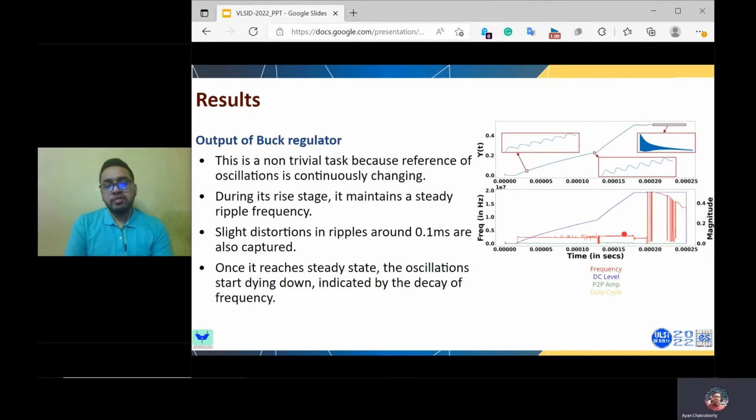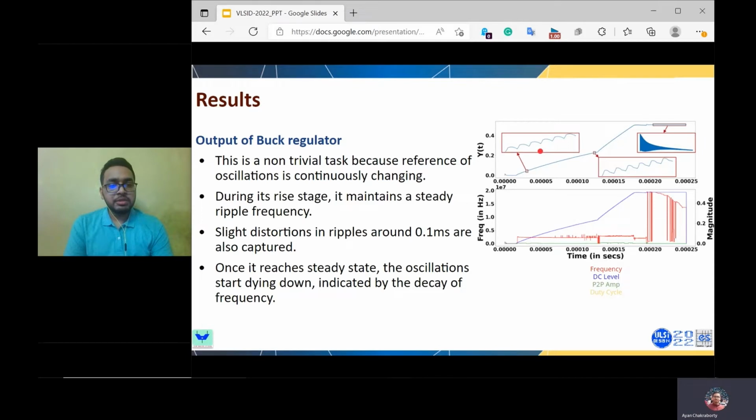Next, we move on to the output of a buck regulator. The output of a buck regulator starts increasing from 0 and finally reaches its steady state value. Now, while it is increasing, it does not increase smoothly. If we zoom in, we can see that there are ripples in the output of the buck regulator. And to calculate the frequency of these ripples is a non-trivial task because their DC reference is continuously changing.